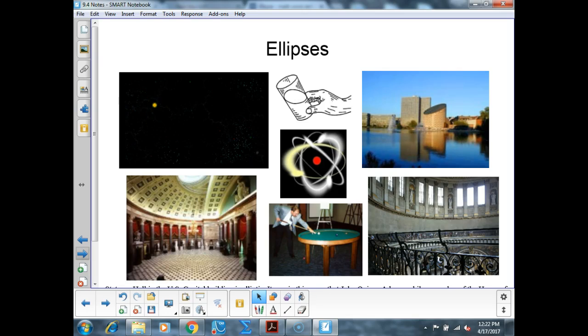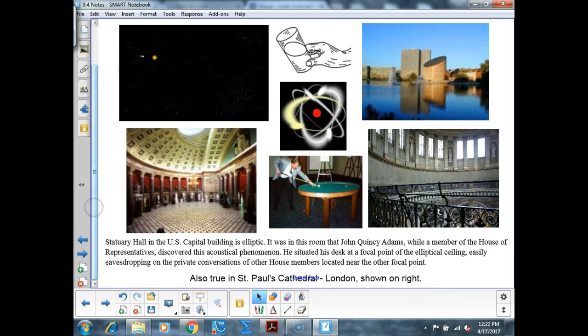This is the hall in the U.S. Capitol building. It's elliptic. And it was in this room that John Quincy Adams, while a member of the House of Representatives, discovered this acoustical phenomenon. He put his desk at one of the foci. The room was elliptical in shape, and he put his desk on a focus, on one of the 2. Focus is the singular, foci is the plural.